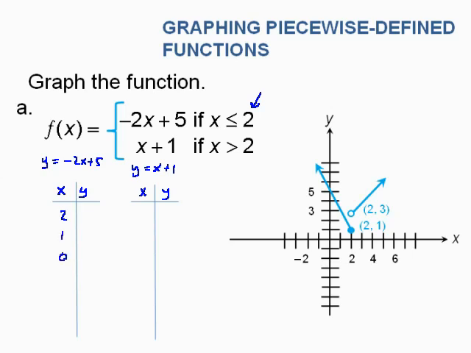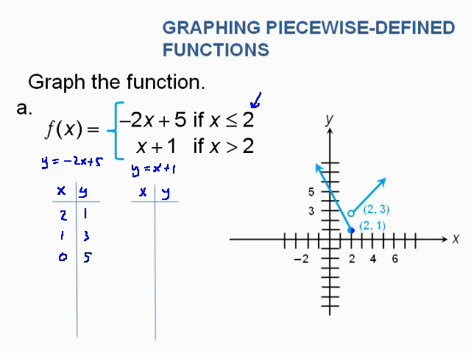So if I plug in 2 for x, y would be 2 times negative 2, which is negative 4, plus 5, which is 1. If I put in 1 for x, I would get 2 times negative 1, which is negative 2, plus 5, which is 3. And if I put 0 in for x, negative 2 times 0 is 0, plus 5 is 5. So let's go ahead and plot these points here. So 2, 1, that one's already plotted. Now notice this is a closed circle on this piece.